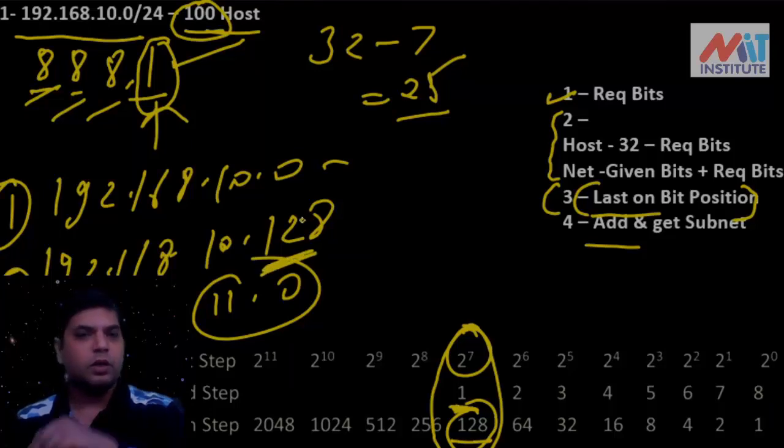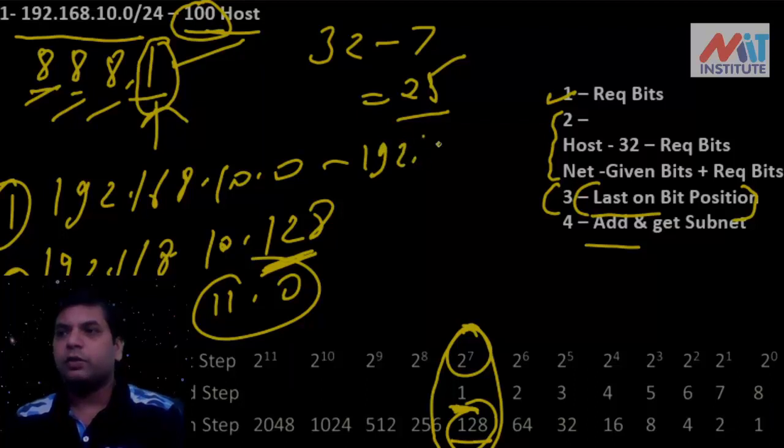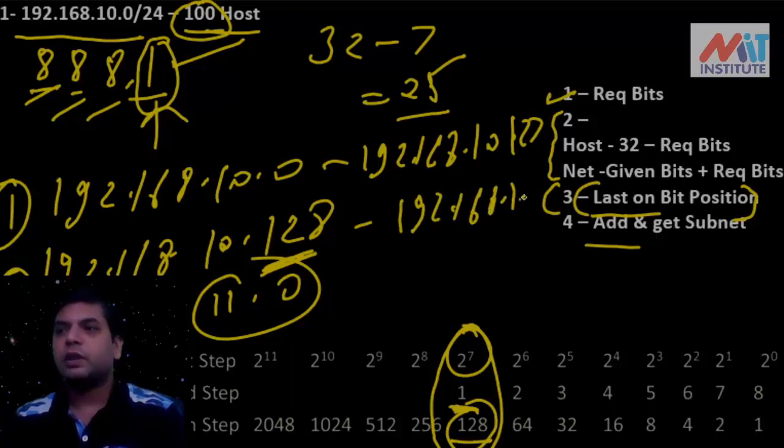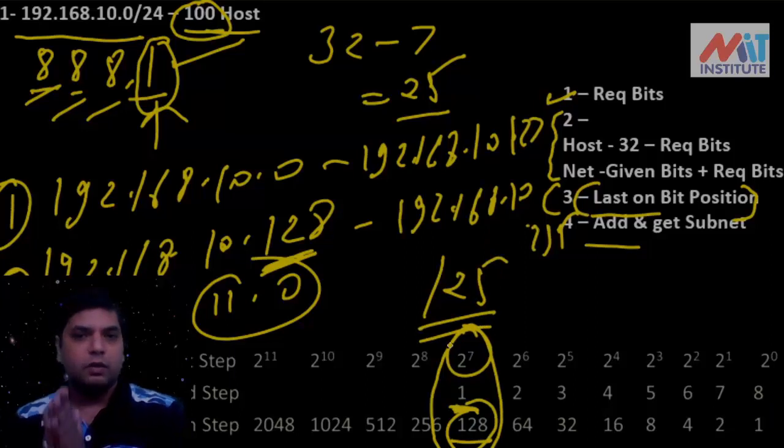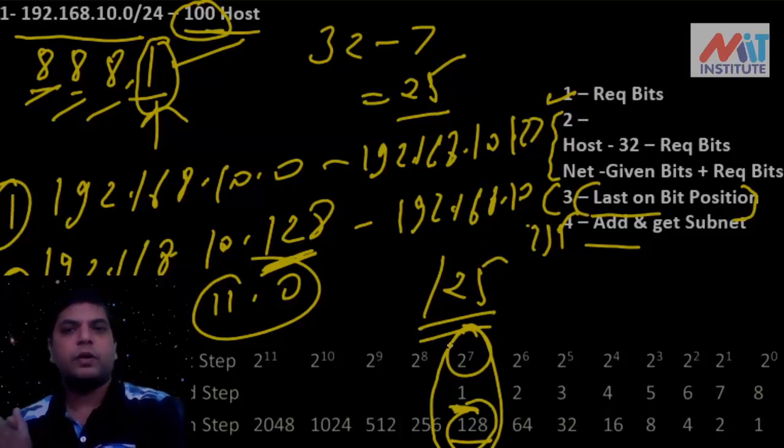previous network. So 192.168.10.127 and 192.168.10.255. Both of these networks will have a subnet mask of /25, which will give 255.255.255.128 in decimal.